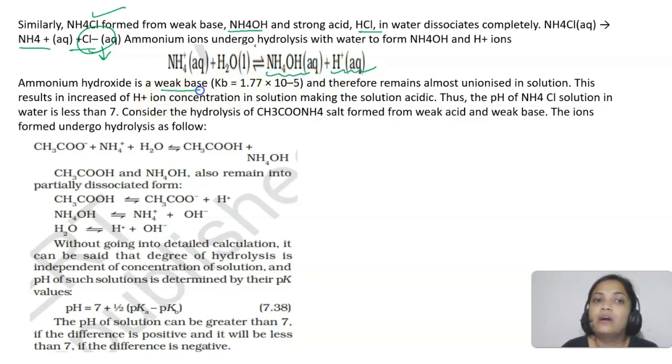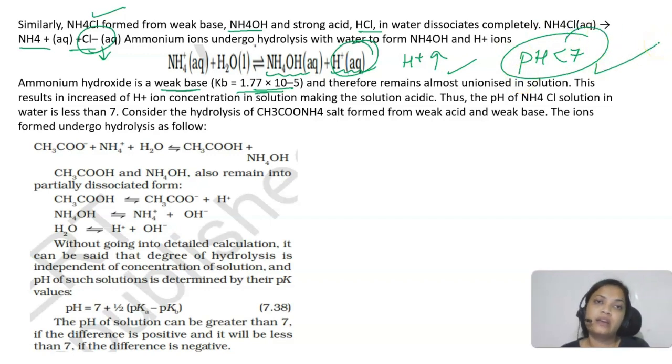Now you know ammonium hydroxide is a weak base, इसका Kb इतना होता है, so it remains unionized. अब ये unionized रहेगा तो means H plus ions as it is रहेंगे, and H plus ions की concentration बढ़ेगी, तो the solution will become acidic and the pH will be less than 7. So अगर strong acid और weak base से वो salt बन रहा है, so it will be less than 7. Okay. So it's an acidic salt, आप बोल सकते हो कि it is an acidic salt, और जो sodium acetate था that will be a basic salt.